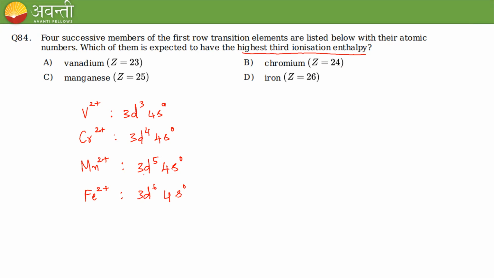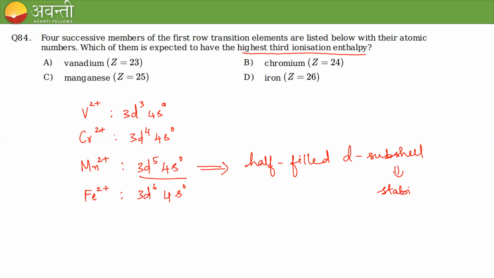Now manganese 2 plus has the stable configuration due to the half-filled d subshell. So due to this, the system is more stable in nature, the stability is more, so the energy required to remove the electron from the more stable configuration is higher. Okay, so option C is the correct answer for this question.